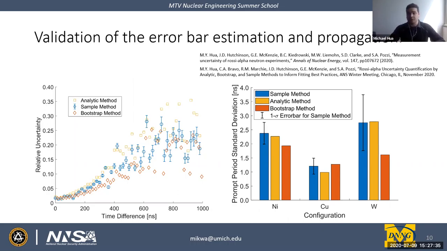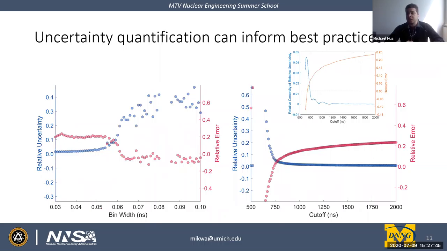So uncertainty is important. The other thing is we can use uncertainty, and this is one of my summer students who has been working on this, to inform best practices. So in our Rossi alpha histogram, what should our bin width be? We can do this by looking at the relative uncertainty, because now we have a way to estimate it, and we can see a trend that the lowest possible bin width is possible, lowest being whatever your electronics allow. And we can look at the cutoff, and by cutoff, I mean the reset time. So how long of a tail do you want?